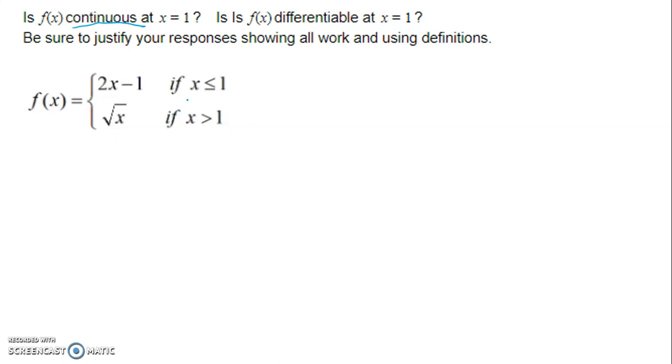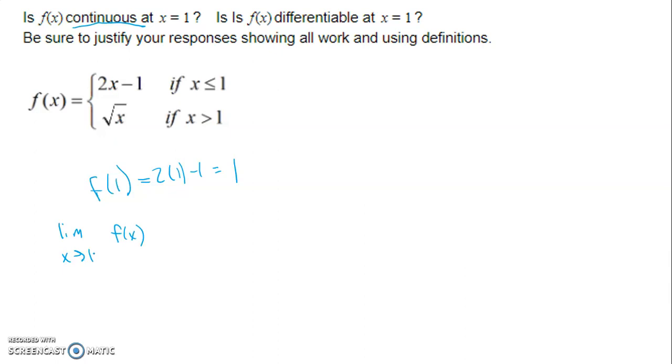Alright, so let's start with the function existing. So f of 1, does the function exist? Well, it's defined when x is equal to 1 here. So I'm going to use the top equation. 2 times 1 minus 1, 2 minus 1 would be 1. So f of 1 is 1. Alright, so now I need to find out the limit as x approaches 1 of f of x.